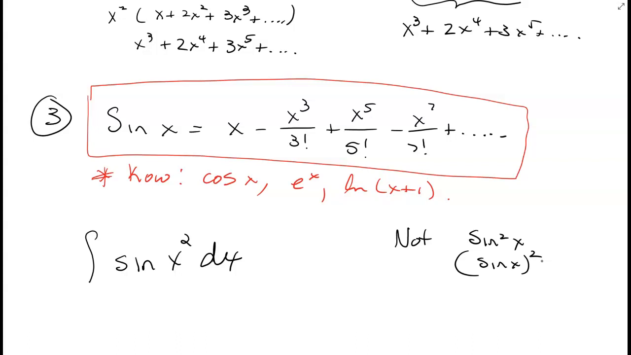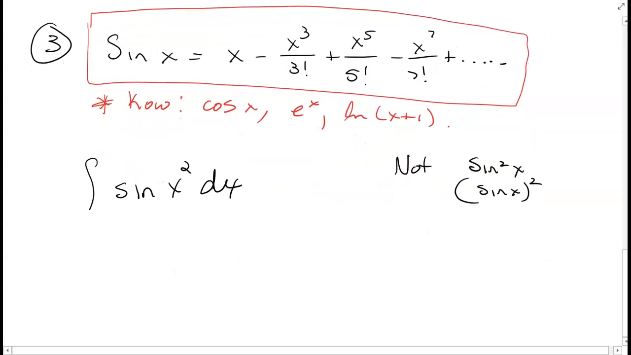Can't do a u sub because you don't have the derivative of x squared, so you can't let u equal x squared because you need 2x. You can't introduce a 2x. You can try integration by parts, not going to work. Trust me. If you let u equal sine x squared, dv equal dx, you're just going to get caught in a loop. It's not going to work. So here's where your power series is going to come in handy.